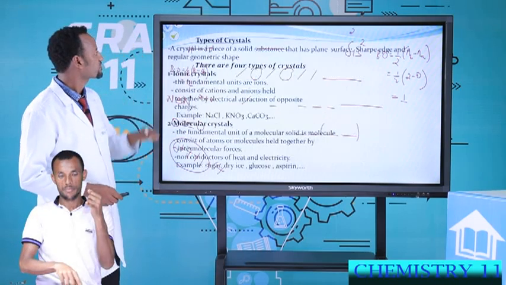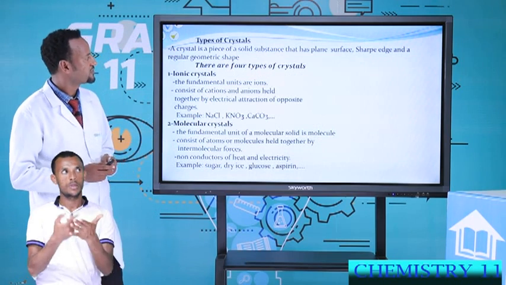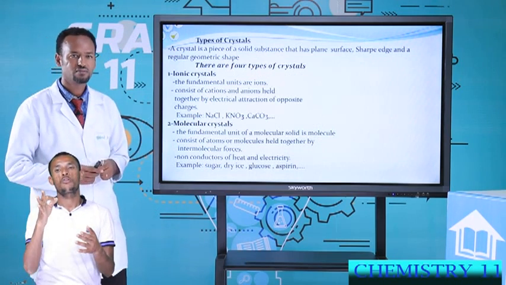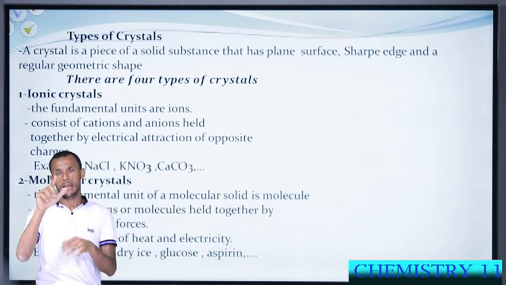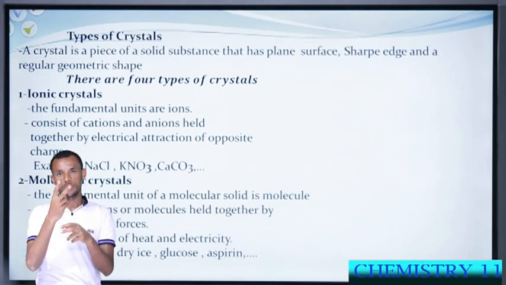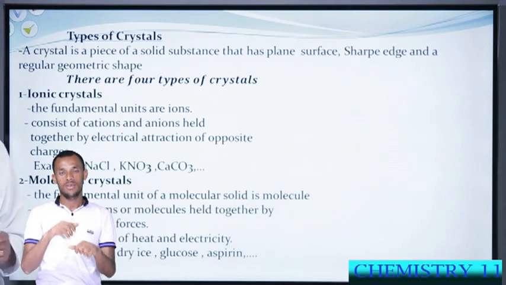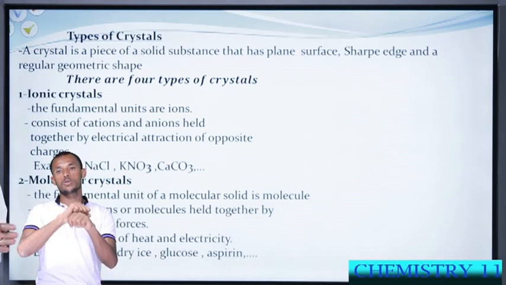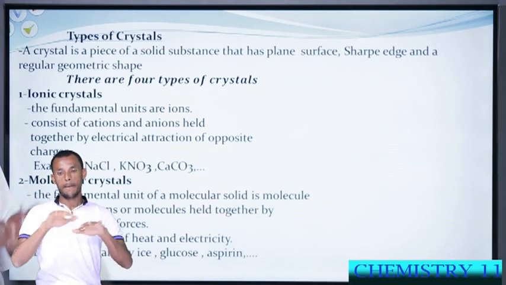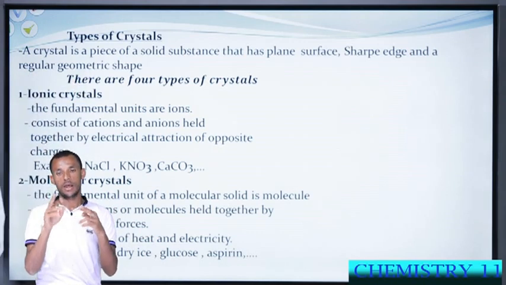Finally, this is types of crystal. The last subtopic for Unit 3 is types of crystal. A crystal is a piece of solid substance. Crystal exists in the form of a solid substance that has a plane surface, sharp edges, and regular geometric shapes.